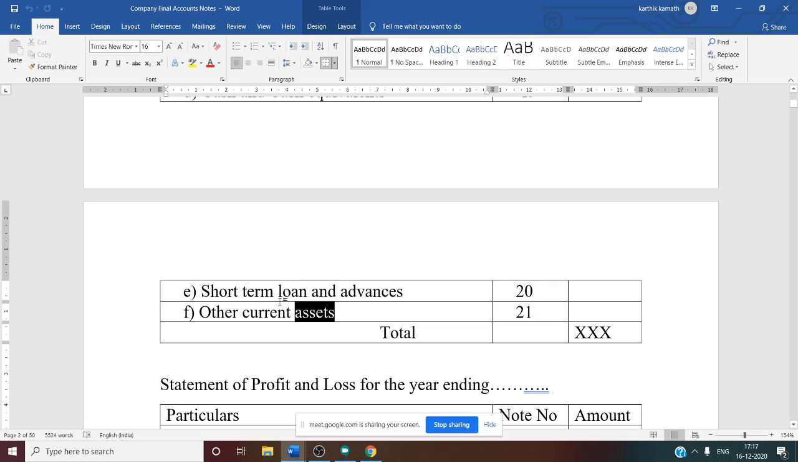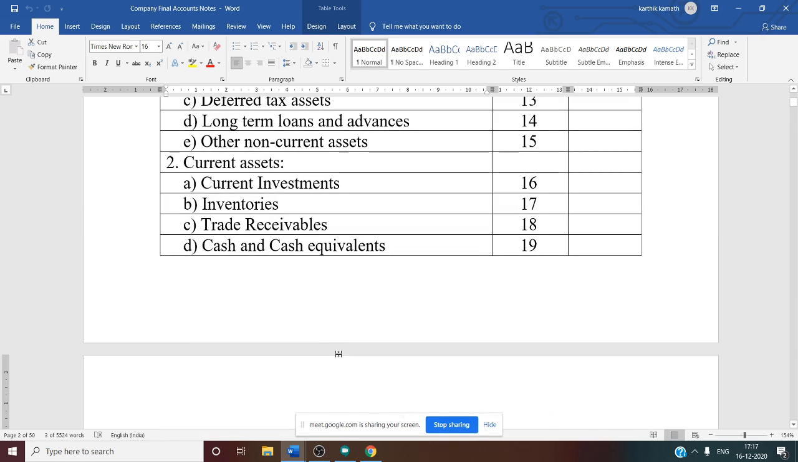Then other current asset. Other current asset includes preliminary expenses and discount on issue of debenture. All these things come under other current asset. Whenever we are preparing the asset side, prepaid insurance also comes under other current asset. So total 21 working notes are there.